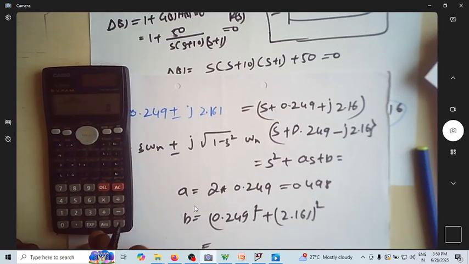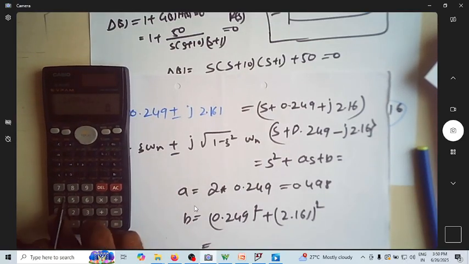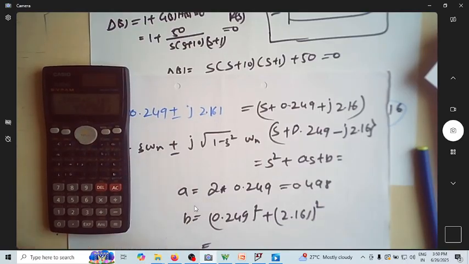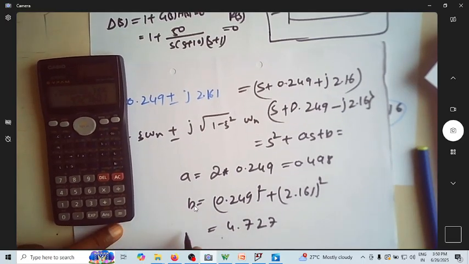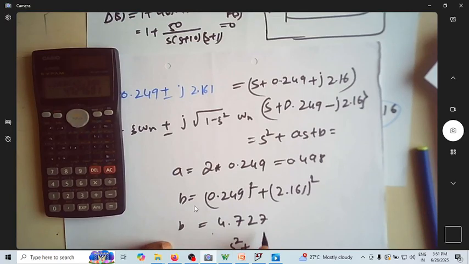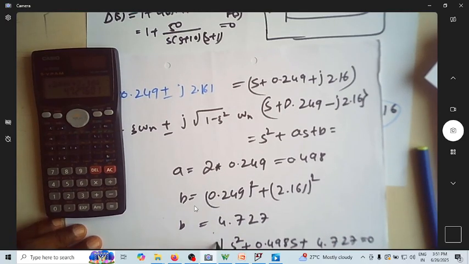0.249 square plus 2.16 square equals 4.727. This is what is b. So then I can write it as s square plus 0.498 s plus 4.727 is equal to 0.